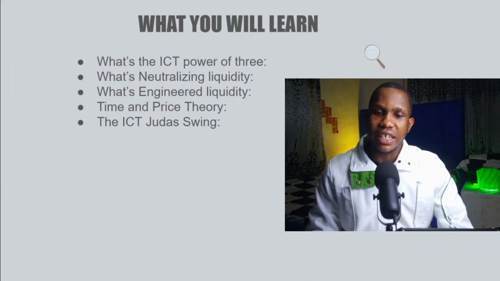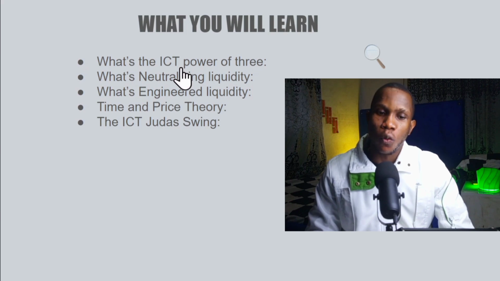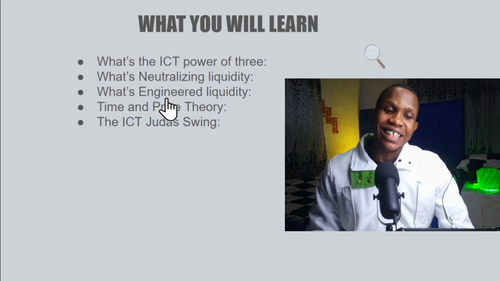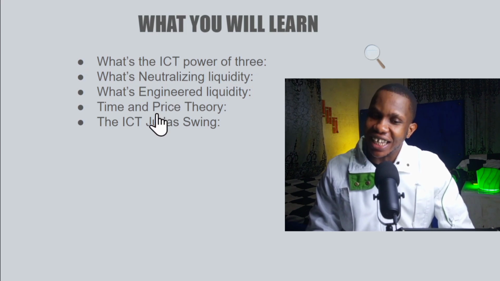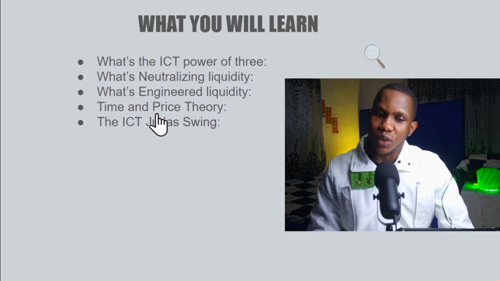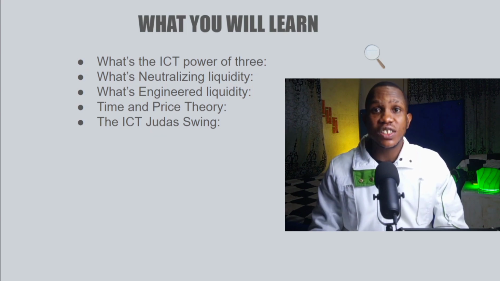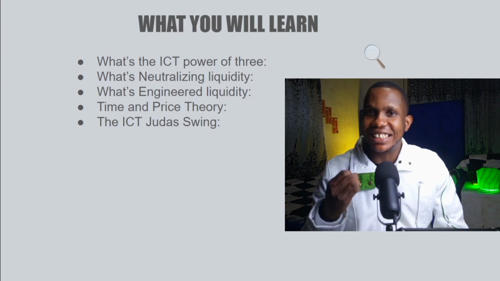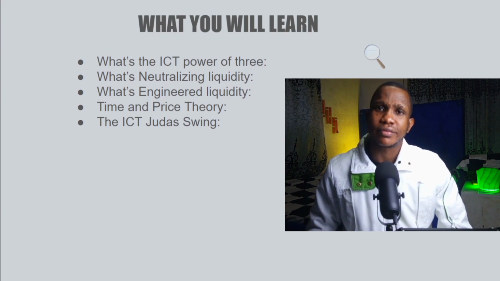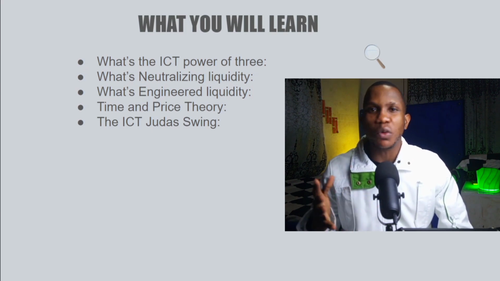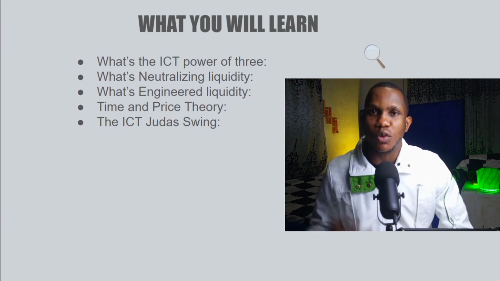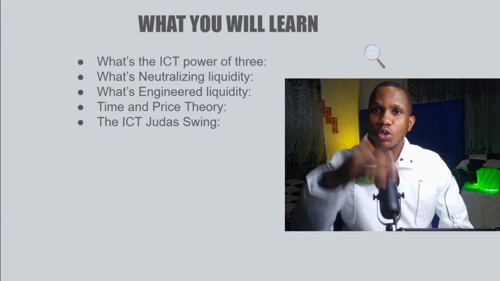Look at what you're going to be learning in this YouTube video now. You're going to be learning this power of trade strategy in this format. What is the ICT power of trade? What is neutralizing liquidity? What is engineered liquidity? The time and price theory, guys. You can't actually do anything with this strategy without this number 4 and the ICT Judas swing. This particular strategy was being taught by ICT himself. So this model is something you should add to your trading system, no matter how your trading system is.